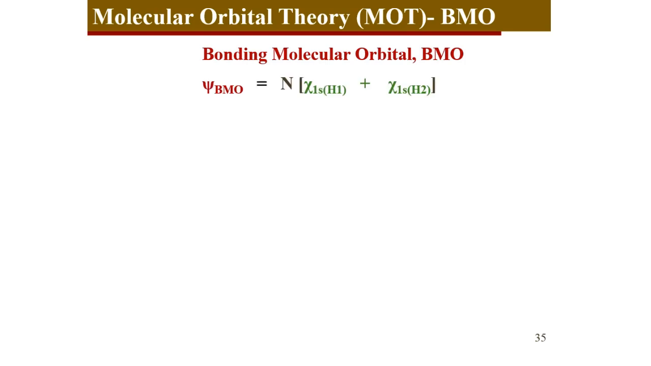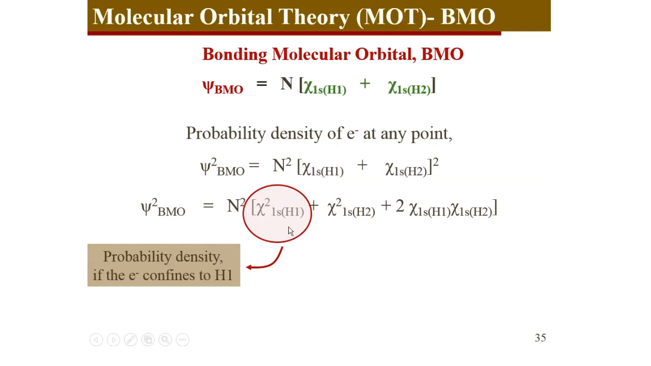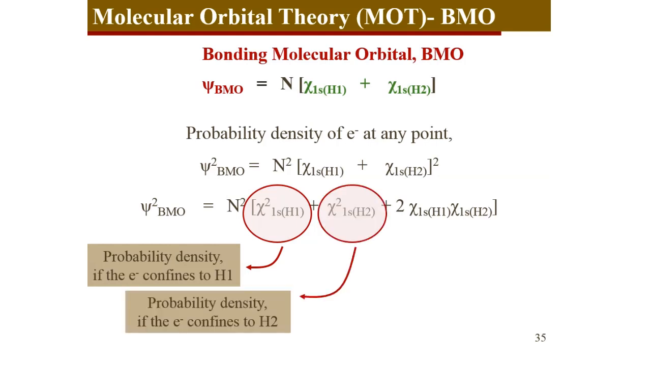Coming to bonding molecular orbitals, psi BMO, as I said, is formed by the combination, or the additive superposition, of the two atomic orbital wave functions, and the probability density is the square of the wave function psi. You can express it like this, and when you expand it with the equation (a plus b) whole squared equals a square plus b square plus 2ab. In this expansion, the first term indicates the probability density if the electron is confined to the first hydrogen atom H1, and the second term, chi square, is the probability density when the electron is confined to the second hydrogen atom.